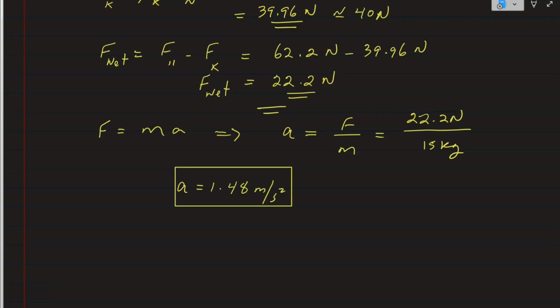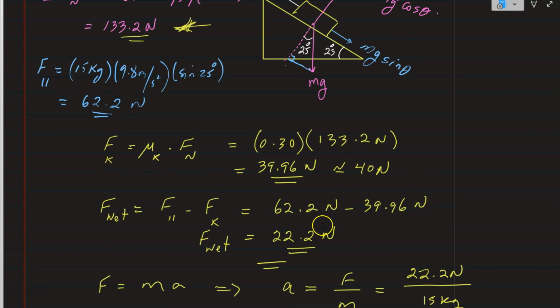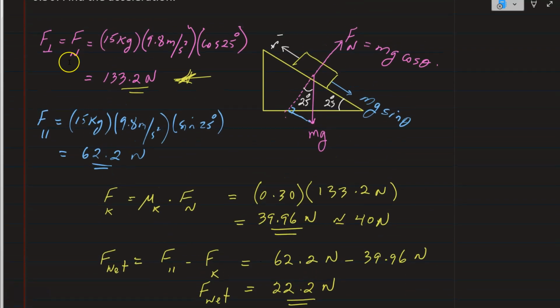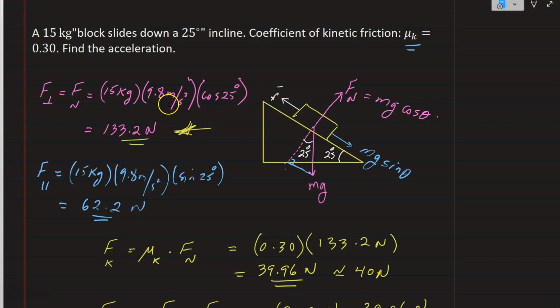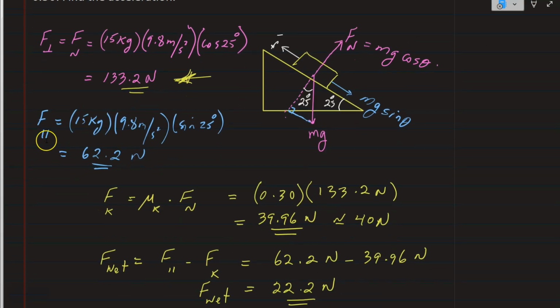Now, be careful with this question. You have to use the F perpendicular, which is equal to the normal force, in the calculation for the force of friction. You cannot use the parallel force. Obviously, you know this, but if you don't, remember that the formula for the force of friction is the coefficient of friction times the normal force. And the normal force on an inclined plane is the force perpendicular to the plane. Okay, so make sure that you know this.